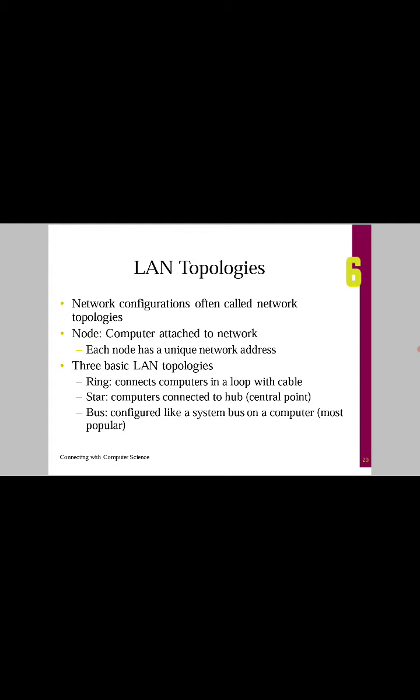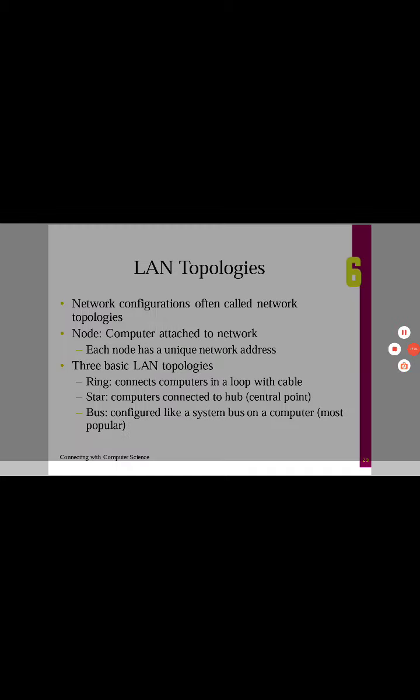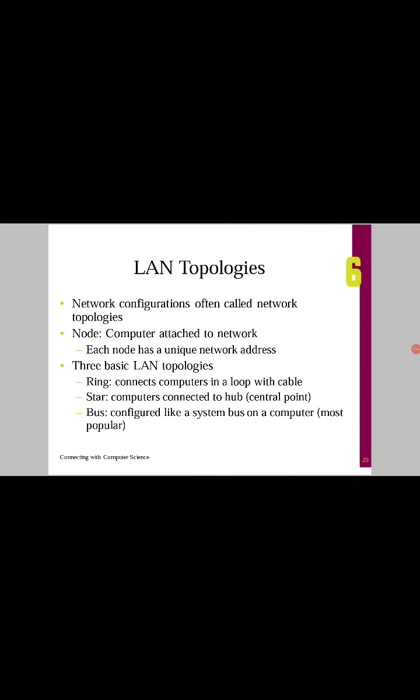So LAN topologies. LAN topology means different types of networks established, or different network designs created. What are the different LAN topologies? Ring topology, star topology and bus topology. A ring network connects computers in a loop with cable. A star network means computers connected to a hub or a central point. Bus topology means configured like a system bus on a computer, and is the most popular. Network configurations are often called network topology; how we configure or establish a network is called a network topology.